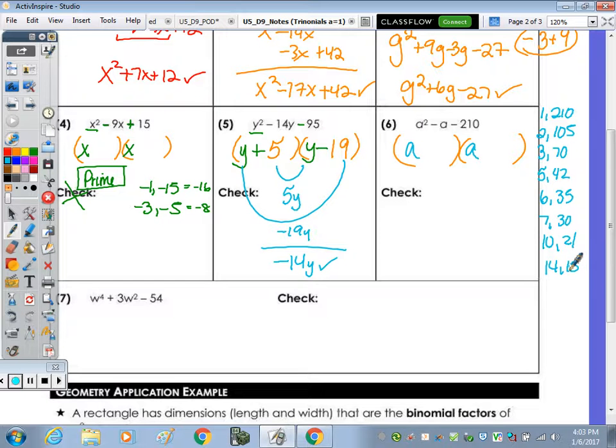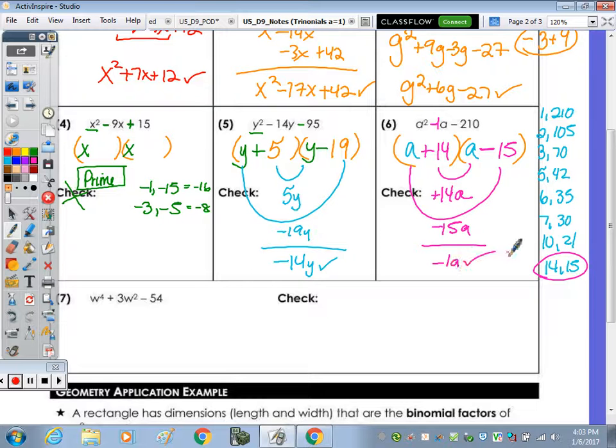Now when the signs are opposite, when we combine, that really means we're going to subtract. And the two that work are 14 and 15. If we want a negative 1, the larger number has to be negative. So I'm going to check with a little smile, positive 14a, big smile, minus 15a is a negative 1a. It checks.